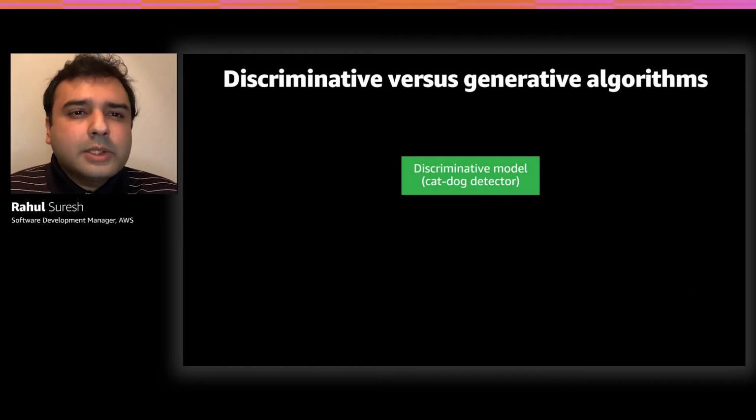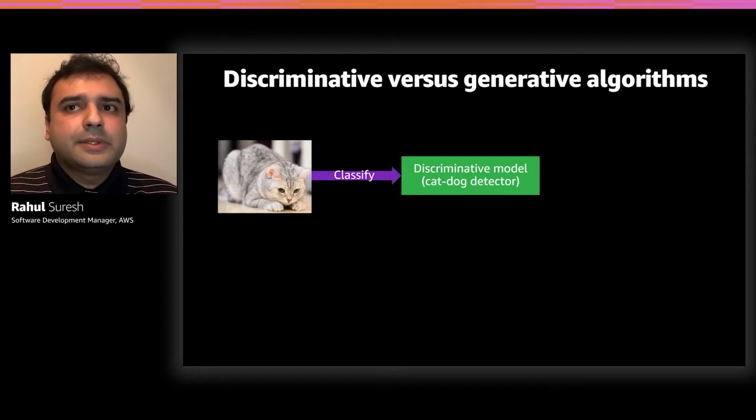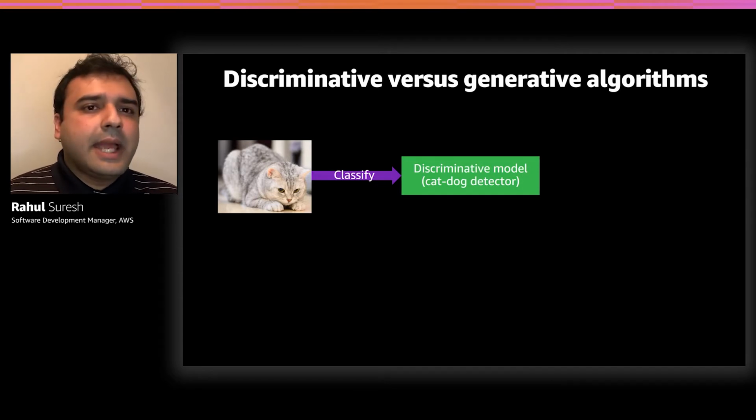Now, another way to look at categorizing machine learning algorithms is to organize them into discriminative and generative techniques. In discriminative techniques, the model learns to classify or detect. For example, it learns to classify between a cat and a dog or detect a face. So when I take a discriminative model like a cat-dog detector and provide an image of a cat, the model is able to say, hey, this is a cat.